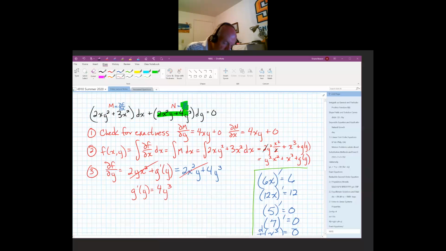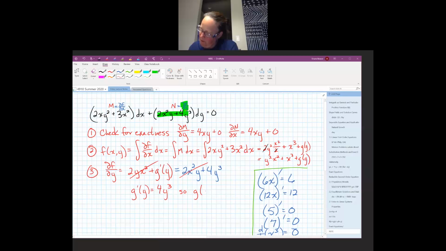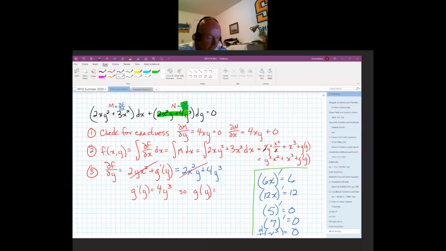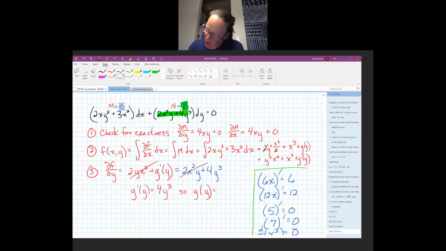So then we get g prime of y is going to equal 4y cubed. Now we're just going to integrate that to get g of y with respect to y. So g of y is going to be, look at that, y to the fourth plus c.